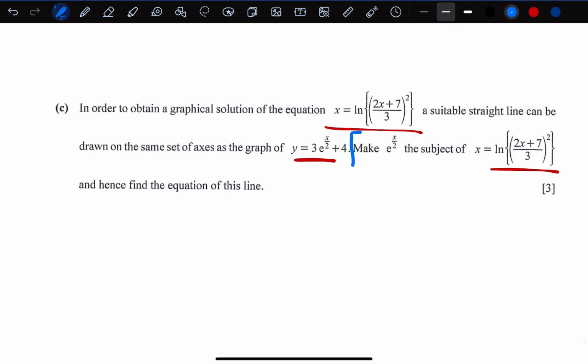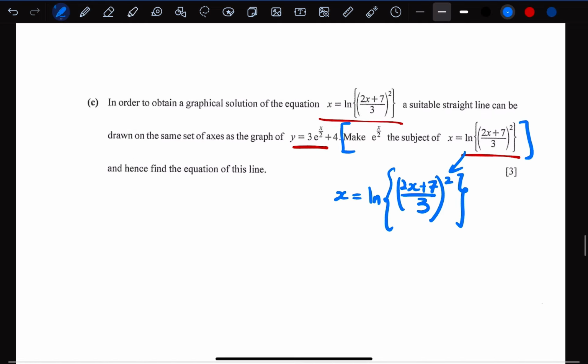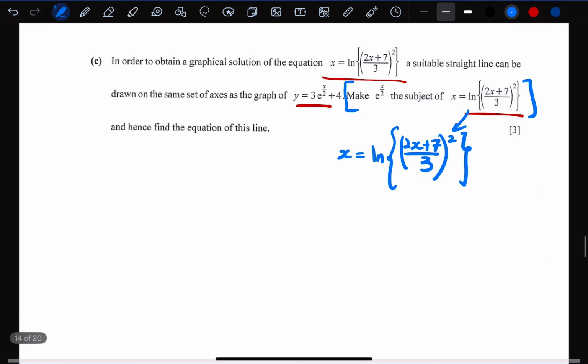Let's follow this line where they tell you make e to the power of x over 2 the subject, using this equation. x equals ln of a big bracket, 2x plus 7 over 3, close bracket, this thing inside is square, outside looks like this. This enclosed bracket is just another way to represent a bracket. To simplify this, and we want to make the exponent appear, we're going to get rid of the ln, we're going to bring the exponent up. So we're going to get e to the power of x is equal to this big fraction over here.